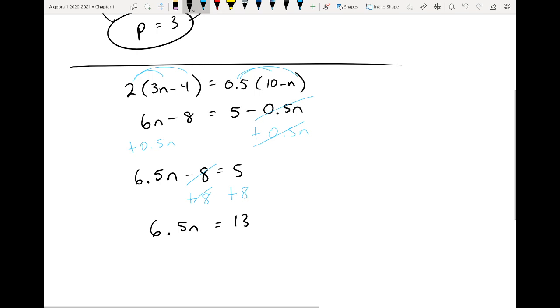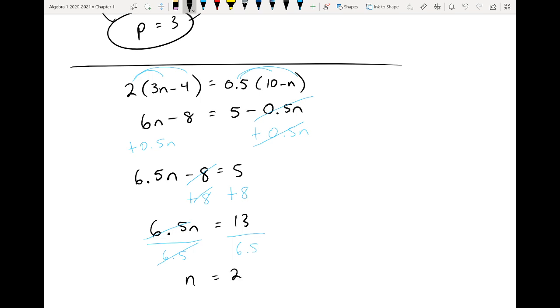Okay, now we need to divide, and I'm hoping for you that this is a relatively straightforward problem to solve. So this is what n is equal to. The 6.5 is factored out. But how many times does 6.5 go into 13? And the answer in this case is 2.